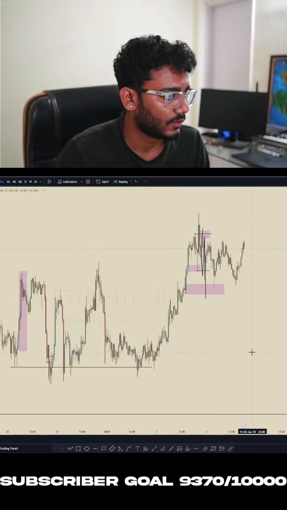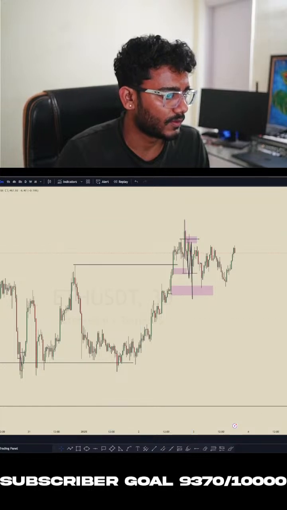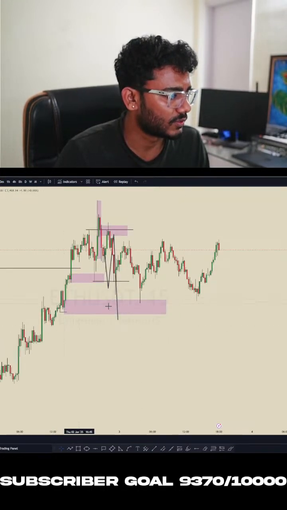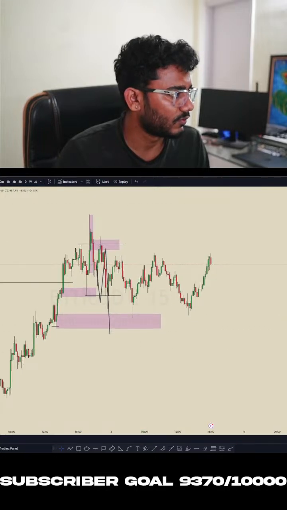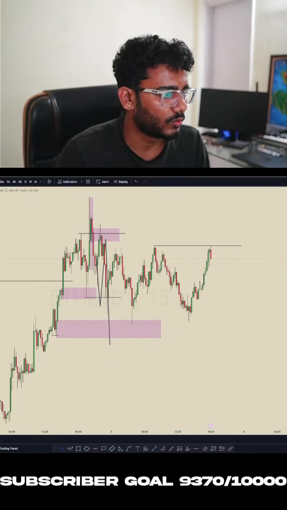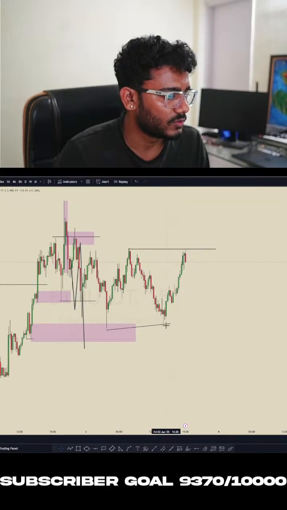So if we see here, price broke this high, and then there was an FVG over here, and there was an order block, I guess, on 15 minutes. So this order block was tapped, and now price broke this structure. It's not broken yet, so we have to look for buy side entry. I'm waiting for price to induce these lows again.